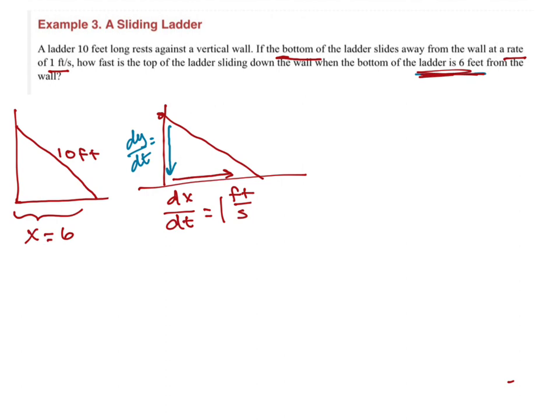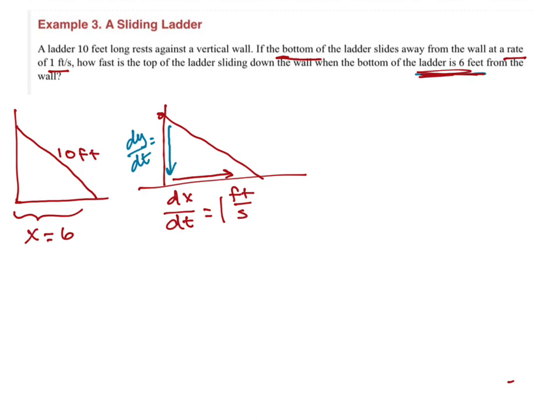Question, is the rate of change in y always the same? Would it matter if x was 6? Would I get the same thing if x was 7? Think about it. No. So is the dy dt, the rate of change that the ladder's coming down the wall, is that going to be the same at x equals 6 as it would be if x was 7? No. Why? It's going to get faster. Gravity. It's accelerating. We know things. Yay!